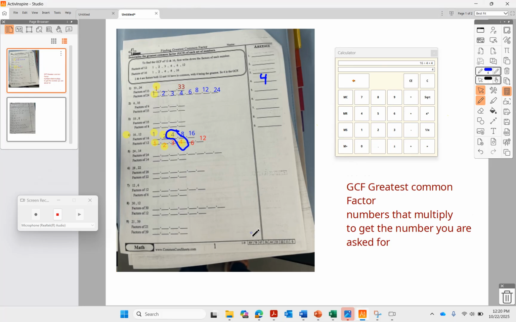So I'm going to skip down, and I'm not going to do all of these, but I'm going to give you some ideas here. I'll go on and do number 6.